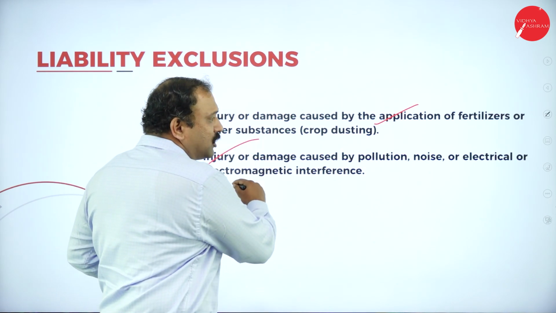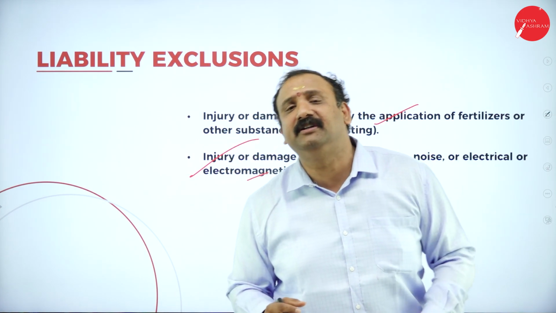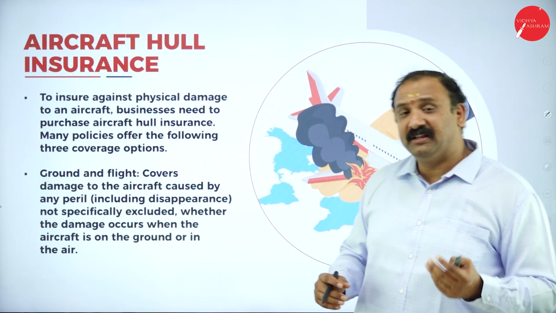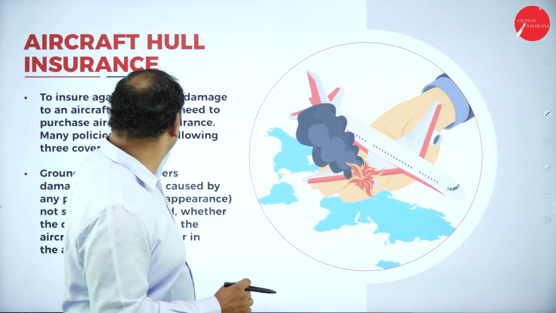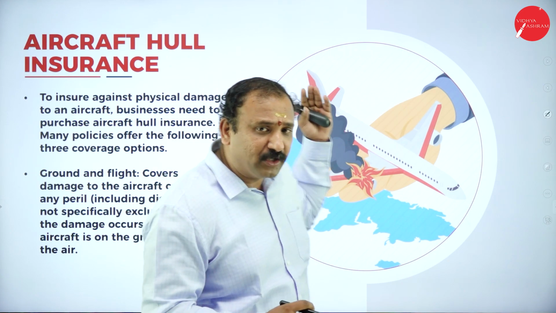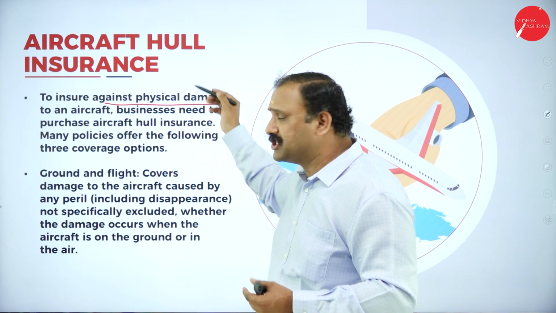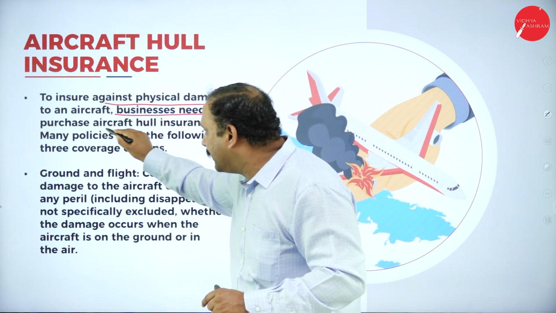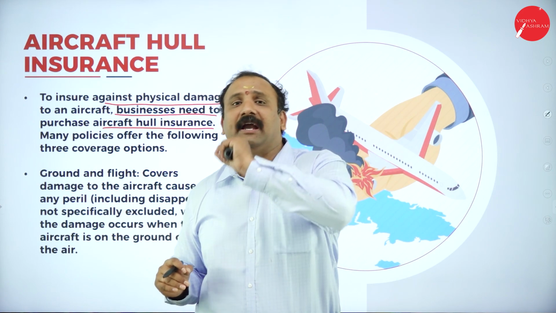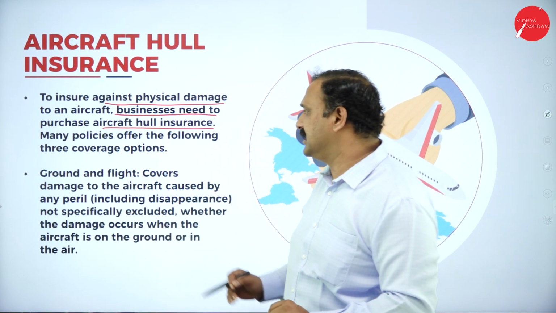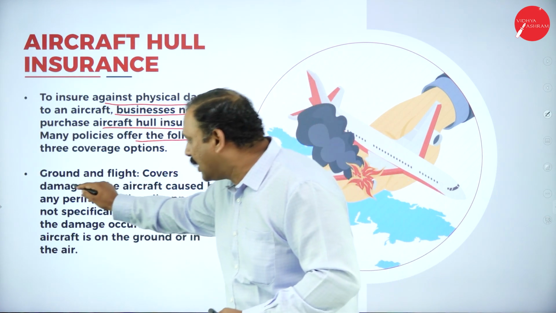Or injury or damage caused by pollution, noise, or electrical machine failures, and all those factors will not be covered under this insurance. Now, moving further, the aircraft hull insurance, which I would like to talk about. To insure against physical damage to an aircraft, businesses need to purchase aircraft hull insurance. So any kind of physical damage that needs to be covered, we need to buy a hull insurance. Many policies offer 3 coverage options. Let's look at the 3 coverages. First one, ground and flight.